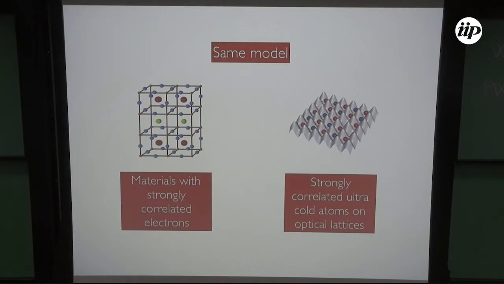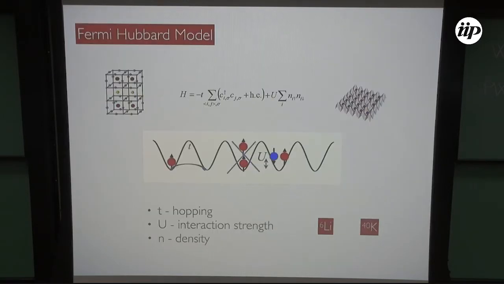So the idea is that we do have the same model to explain both the materials that are strongly correlated and have strongly correlated electrons. This one here is a particular cuprate, and we can emulate actually the same model that is used to describe these materials here in cold atoms strongly interacting in optical lattices. And the model is the Fermi-Hubbard model here, the Fermi because I'm describing fermion cases, and mostly lithium and potassium are the atoms that are used in this case.